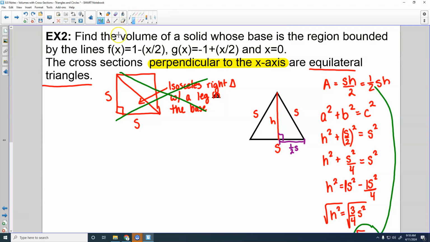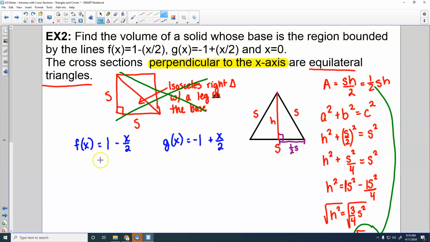I've got f of x equals 1 minus x over 2, and g of x equals -1 plus x over 2. Yes, they're linear, right? They don't really look linear, but this could be written this way. I could write it negative 1/2 x plus 1, and I could write this one 1/2 x minus 1, and those definitely look linear, right?